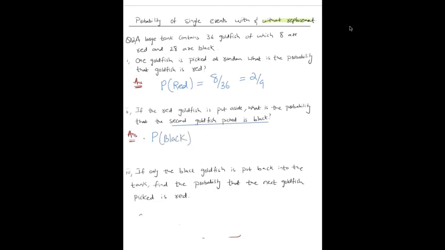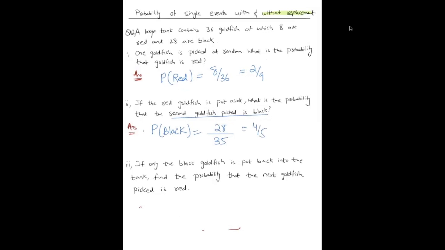28 over 35. Yes, there are a total of 35 goldfish, out of which 28 are black. So the probability is going to be 28 upon 35. That's 4 over 5. Okay, so this is the experiment done without replacement.